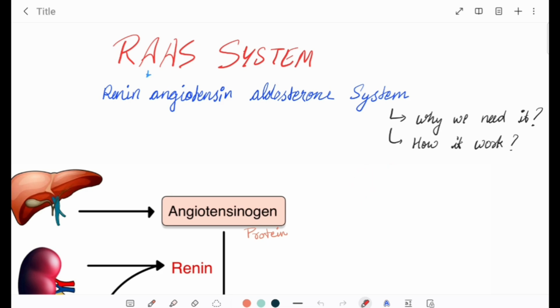Now, how can we increase the blood pressure? Either we can increase the volume of our blood, so that the cardiac output will increase, or we can vasoconstrict the vessels to increase the blood pressure. When we vasoconstrict the vessels, the resistance in our vessels increases, which will increase the blood pressure.